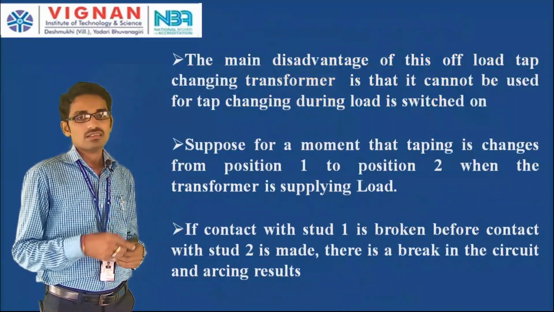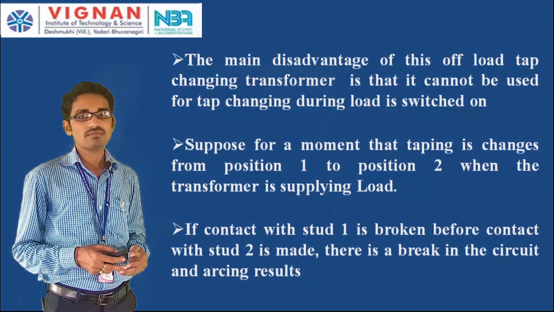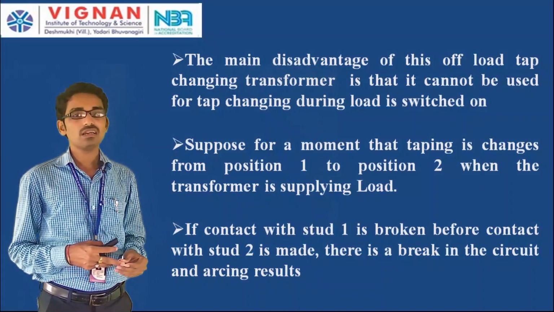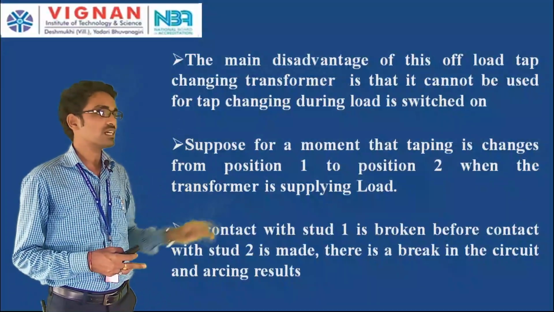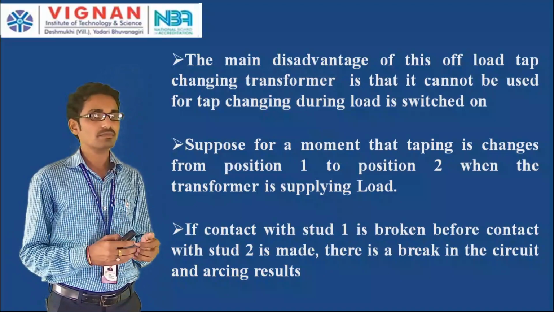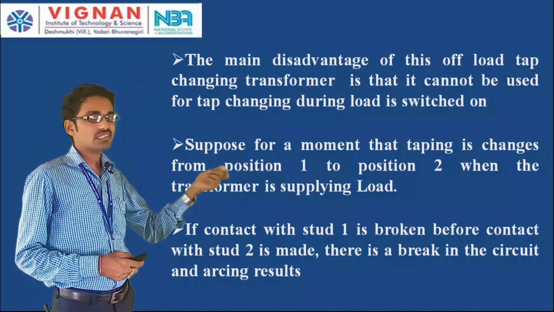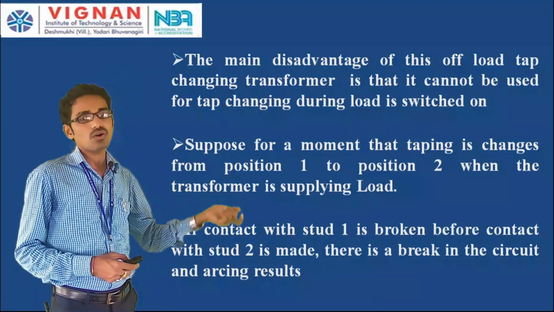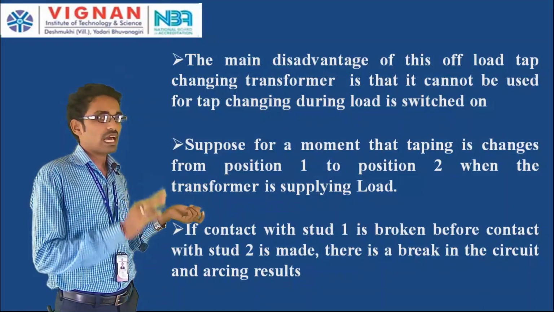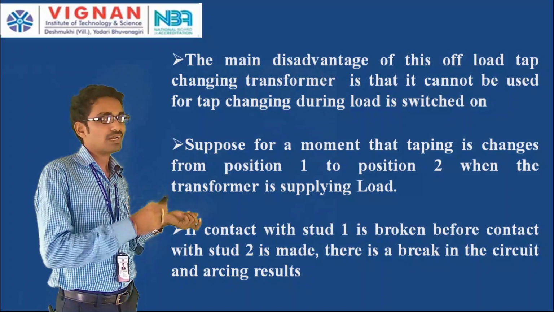Now the disadvantage. The main disadvantage of this off-load tap changing transformer is that it cannot be used for tap changing while the load is switched on. If the load is switched on, what happens? Suppose, for a moment, the tapping is changed from position 1 to position 2 when the transformer is supplying a load. As the supply is switched on on the secondary side, I am moving the mobile arm from position 1 to position 2.